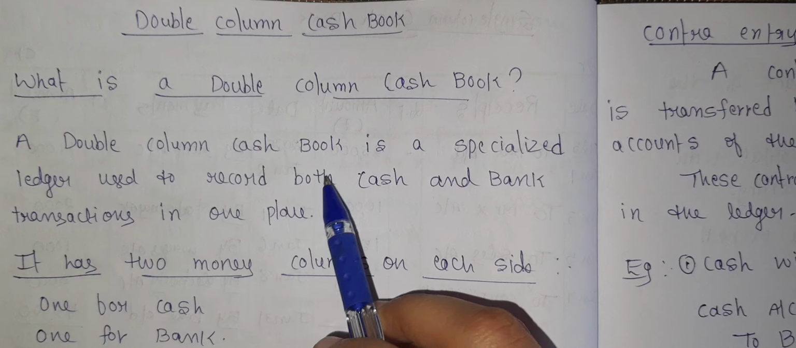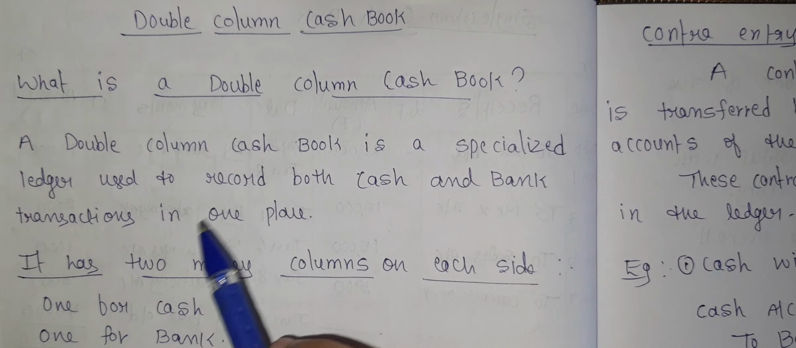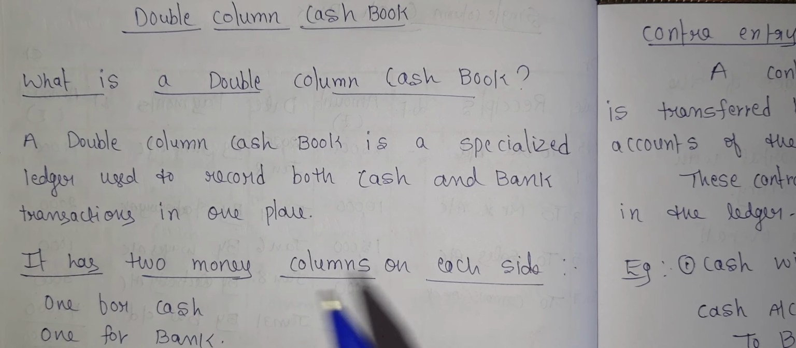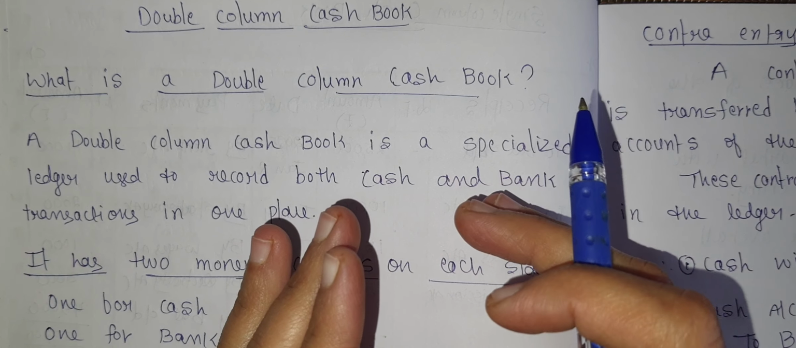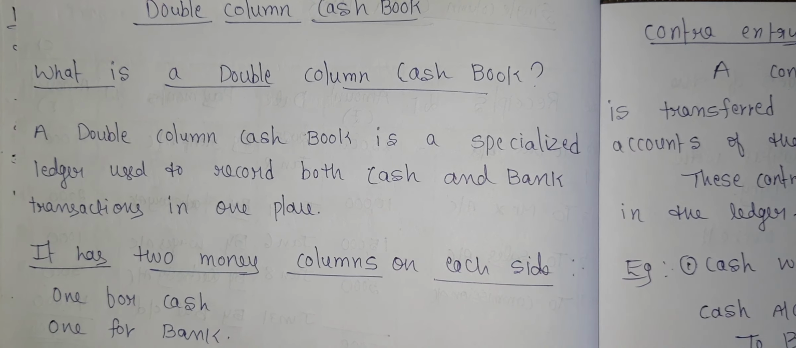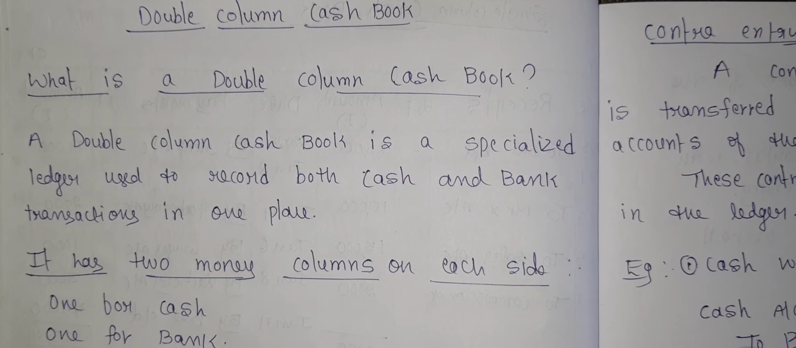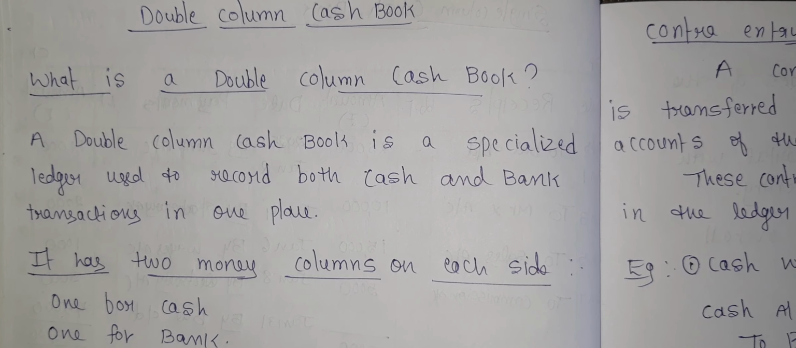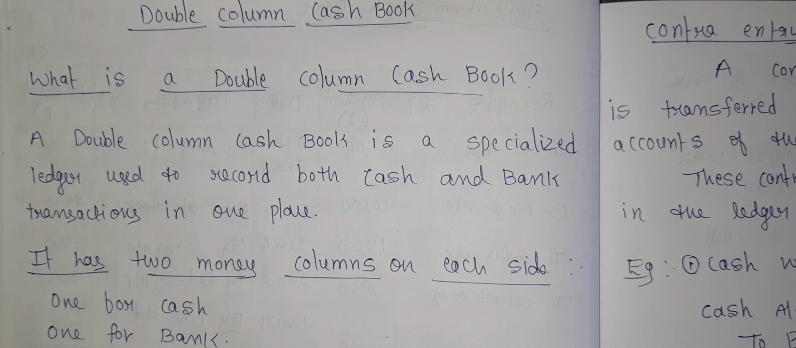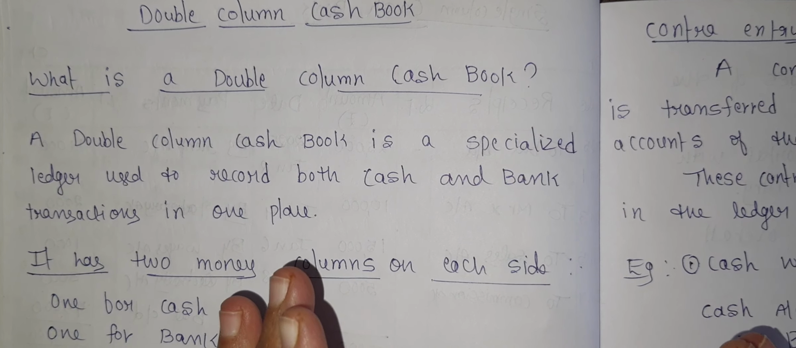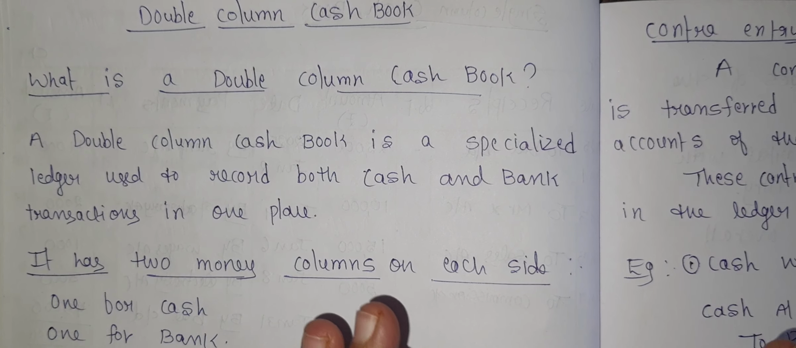A double column cash book is a specialized ledger used to record both cash and bank transactions in one place. Means what? In this double column cash book, we will record both cash and bank transactions in one place. This is the meaning of double column cash book.